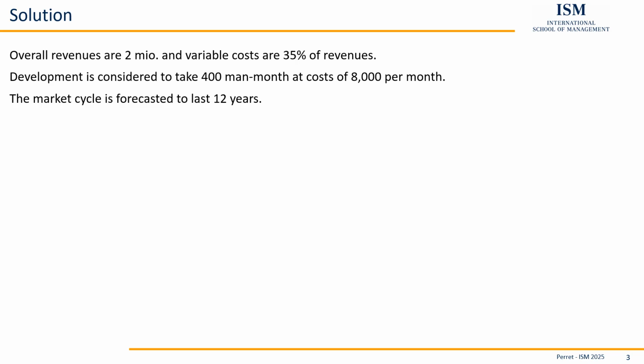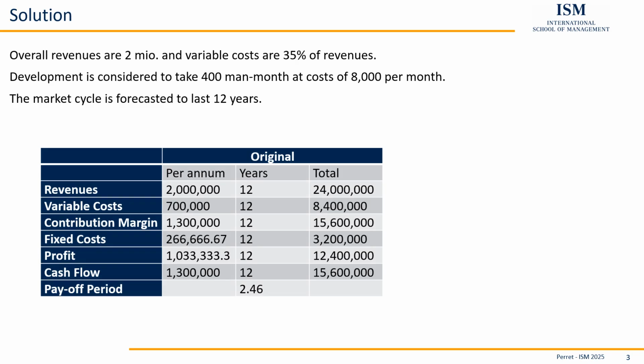For this, I first copied the information on version 1 and then put this into a table. So we can start with revenues. Revenues occur once per year, so per annum we have 2 million. And if I calculate 35% thereof, I get the respective variable costs listed below here. Based on revenues and variable costs, I can calculate the contribution margin, which is just revenues minus variable costs. Those are per annum values, so if I want to have the total values, I simply multiply this with the 12 years of the estimated forecasted market cycle. Then here I have the overall values for the full period.